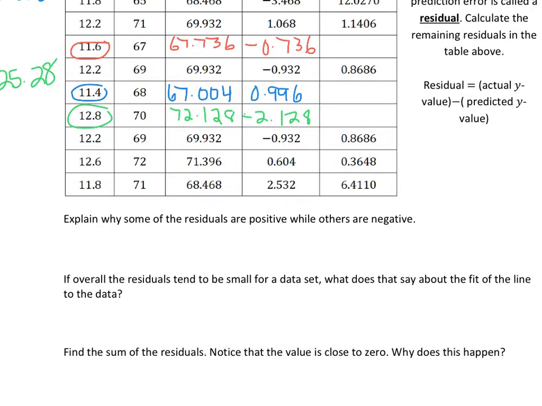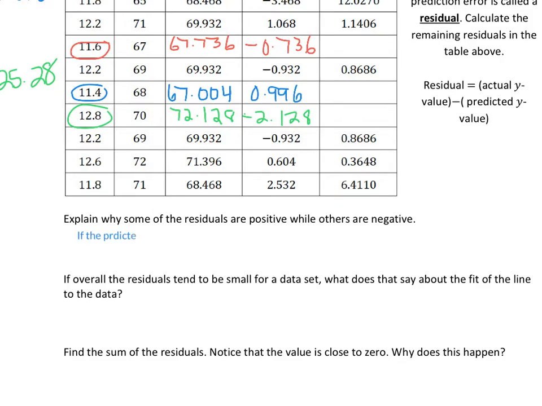Explain why some of the residuals are positive while others are negative. Well, if you look at your actual, you're doing a subtraction problem. Your actual minus the predicted. So if your predicted value happens to be larger than the actual value, you're going to get a negative result, and vice versa. So let's go ahead and jot that down.